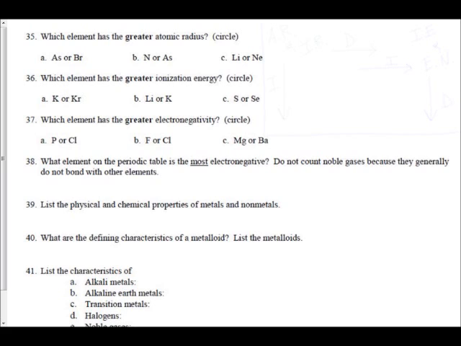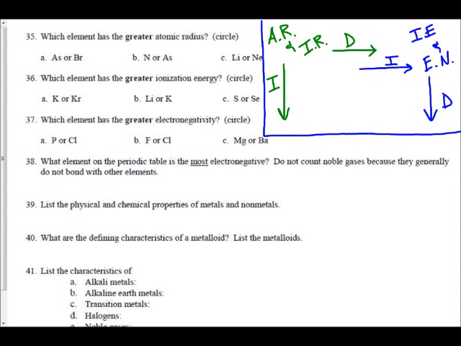The best way to do this is to make sure you can make these adjustments on your periodic table. Right up in the left corner, AR and IR, meaning atomic radius and ionic radius, show that they increase going down and decrease going across. And then on the other side, ionization energy and electronegativity. That one increases going across and decreases going down. Okay, so we can use that to determine the answers that we want to have.